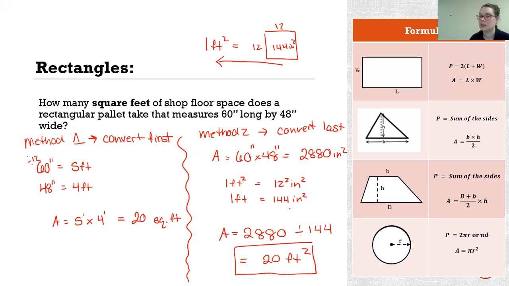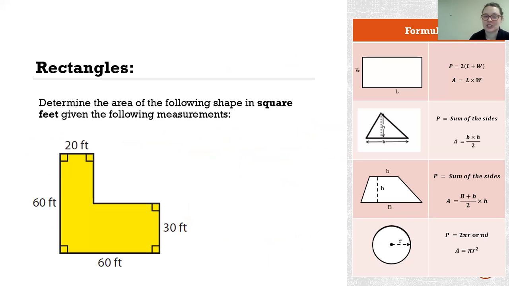This little piece can be a little bit tricky, but I do want you to practice it. Next question. Determine the area of the following shape in square feet given the following measurements. In this particular shape, I said it's a rectangle question. Hopefully you can see where you would get rectangles from it. With this question, there's a couple ways we can break it up. We need to make it into shapes that we know, so break it down into simple shapes.